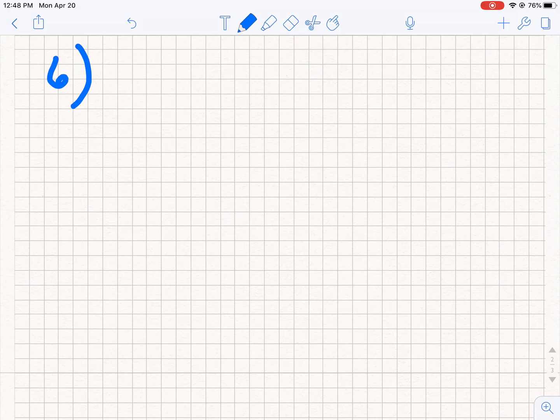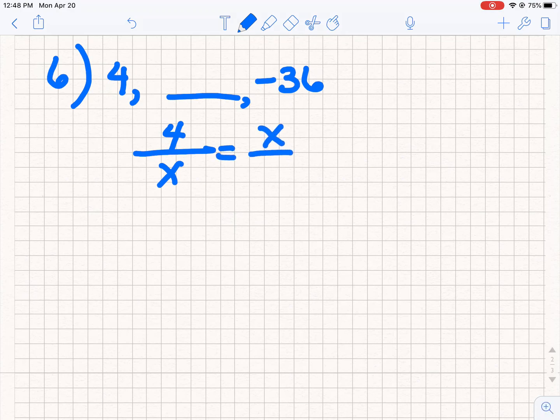Number 6 was 4, comma blank, comma 36. This should have been set up as a proportion, and this is the way you set it up. 4 over x equals x over 36. It was not negative 36, it was positive 36. Okay? Some of you, I saw that work. Some of you just made up an answer. That's not really doing your job.